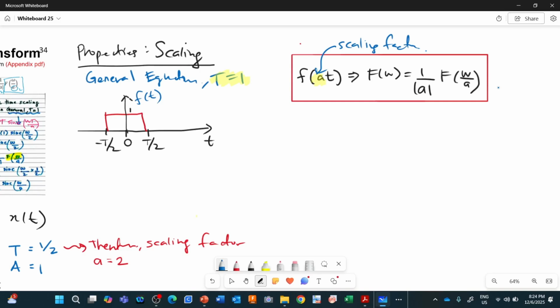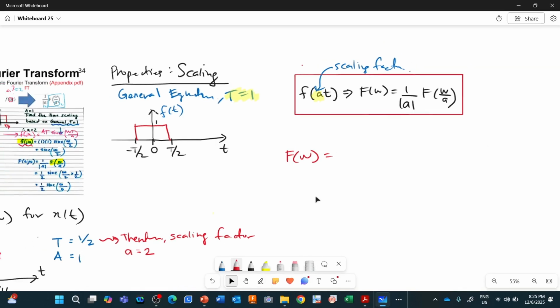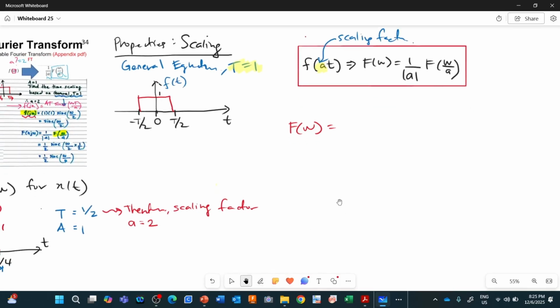Okay, so therefore, if you look at the equation, the Fourier transform table is given by 1 over A F omega over A. So what you need to do is that first you need to find F omega. So first step, if you're given a signal that has a scaling factor compared to the general equation, you need to find the F omega for the general T equal to 1.